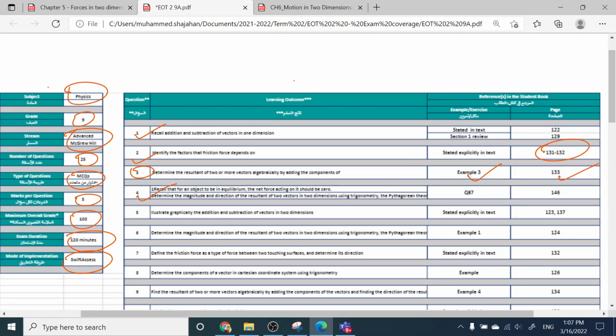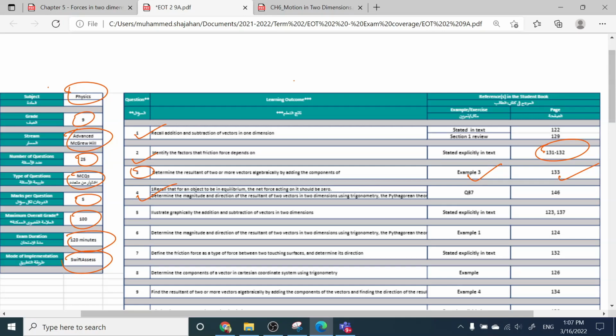And question number 4: recall that for an object to be in equilibrium, the net force acting on it should be 0. You know that, right? Equilibrium means the object is at rest or moving at a constant speed, that is, the net force acting on the object is 0. So acceleration will be 0. The condition for equilibrium is that the acceleration of the object must be 0, and for that, the net force acting on the object must be 0. Net force is 0 means the opposite forces must be equal.